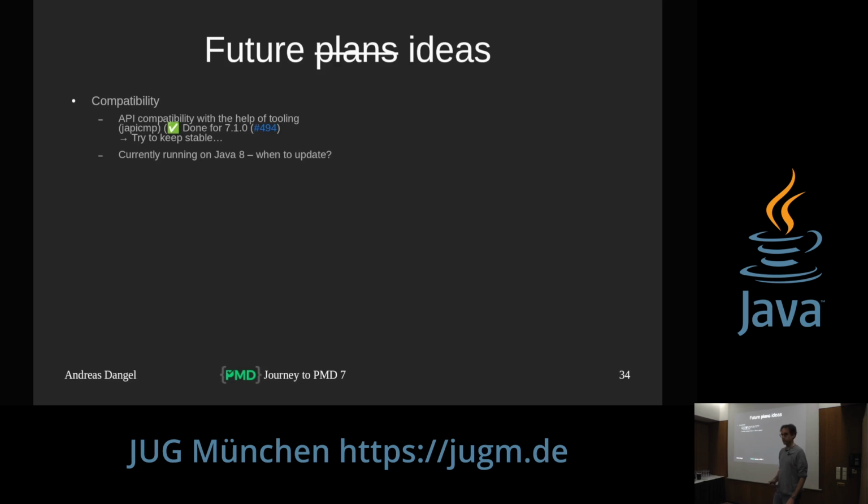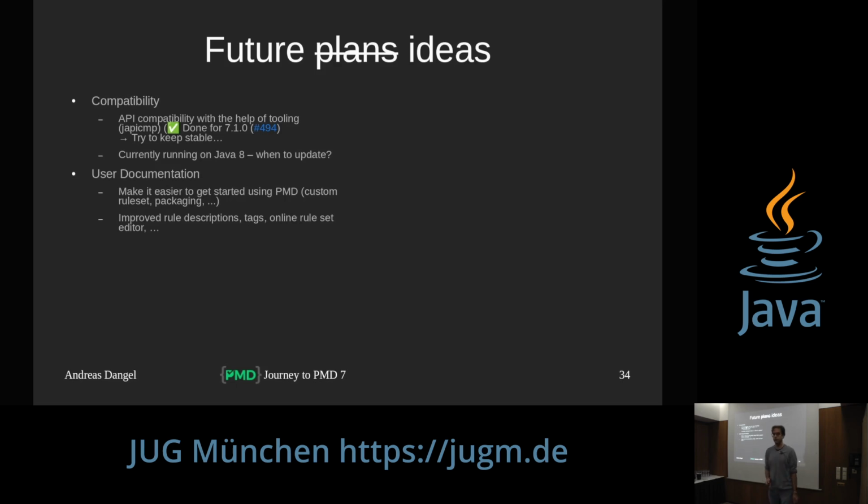Then we have some tasks on the user documentation side. What would be good to improve is making it easier to get started with PMD. With 270 or more rules, it's very difficult, or very time consuming, to figure out which rules you want to use, which are useful for your project. So there is stuff to do.